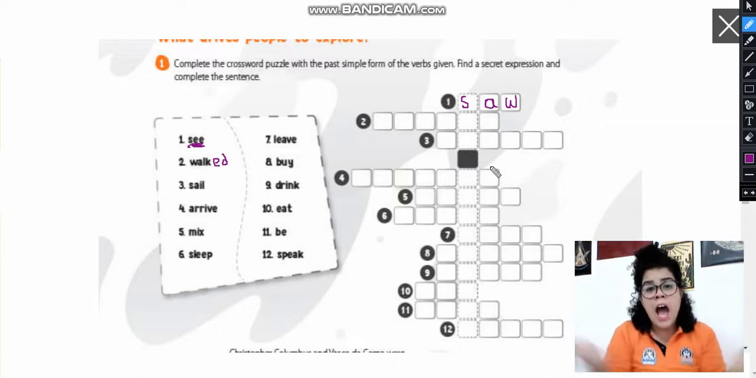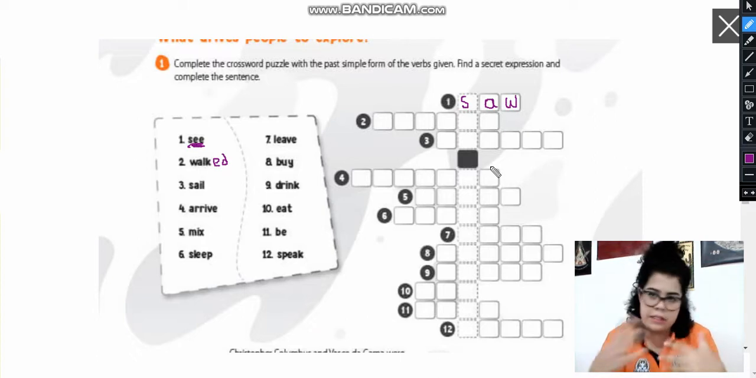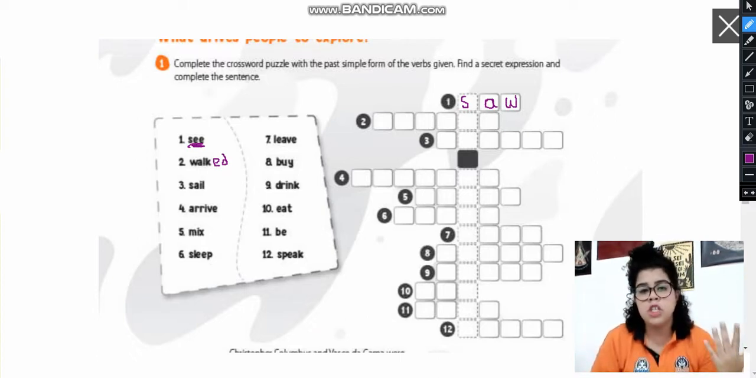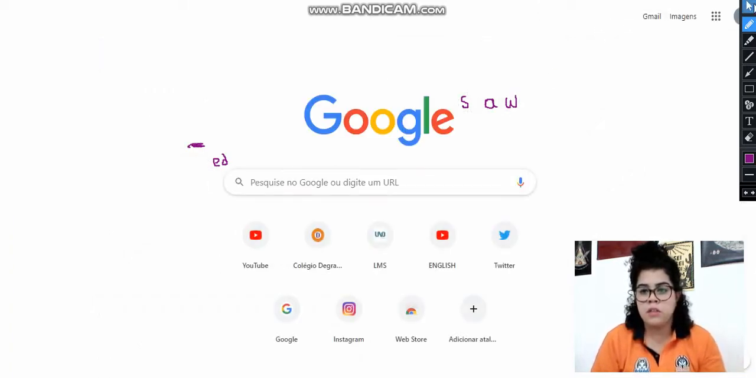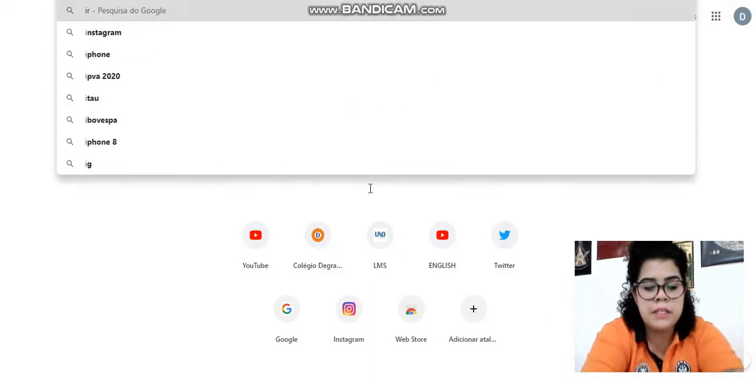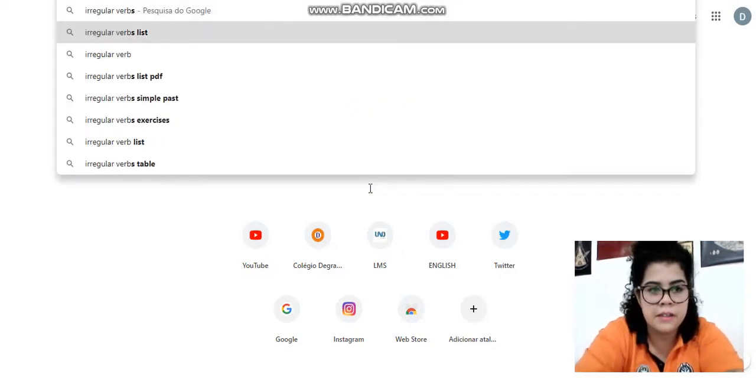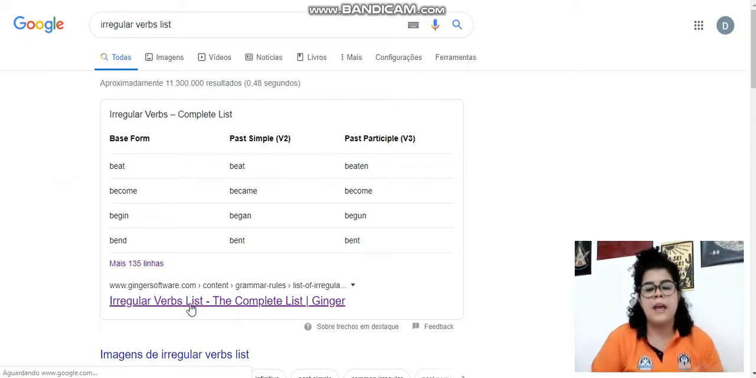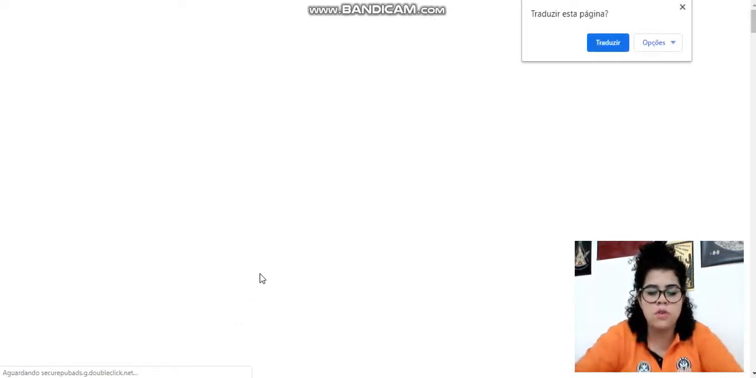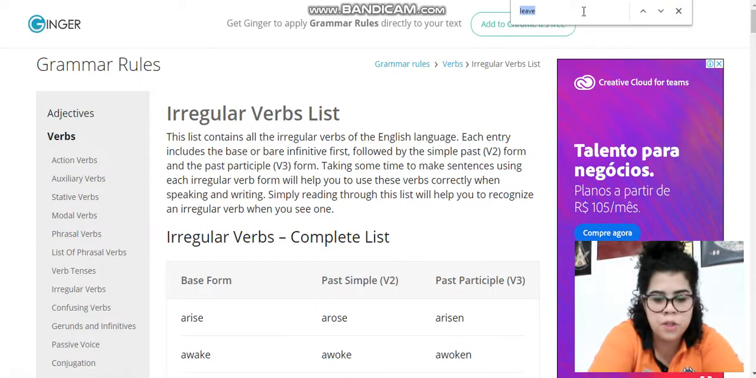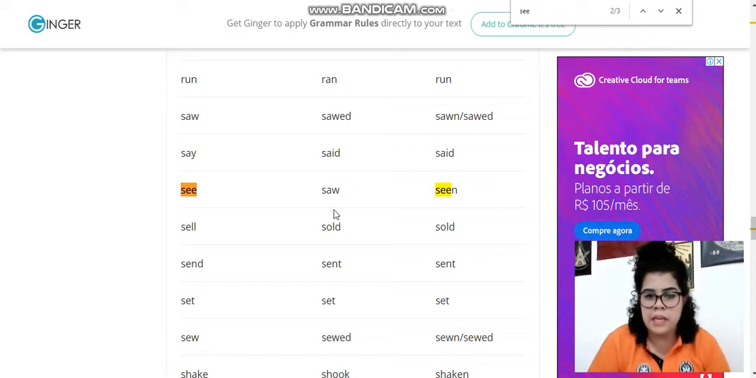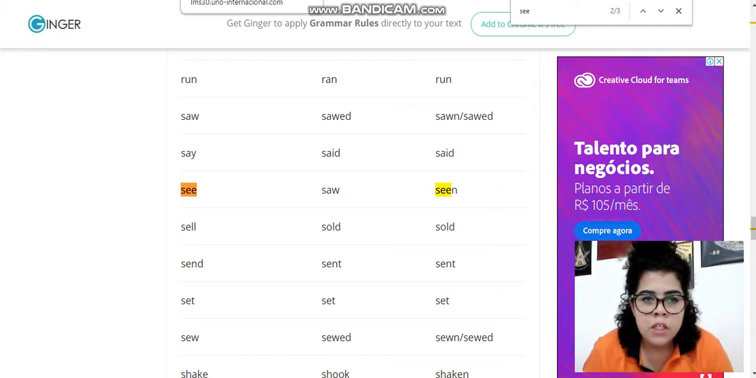But teacher, how do I know when it's an irregular verb? You can just use a list. You can go to Google and search an irregular verb list. Here it is, okay? And you can use Control F, for example, to find the verb see, and here it is, the simple past form, the second column, okay? So you can do this.